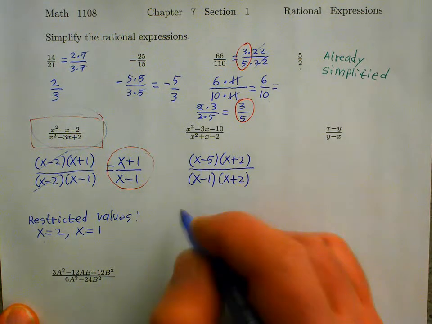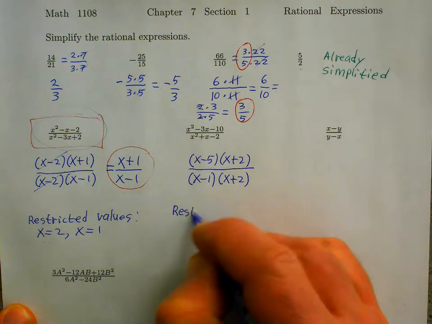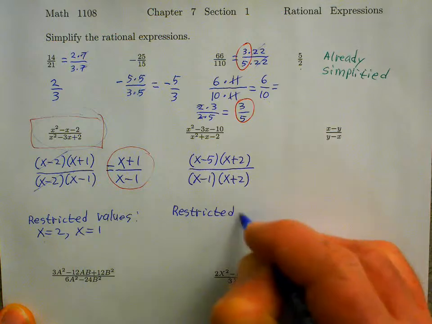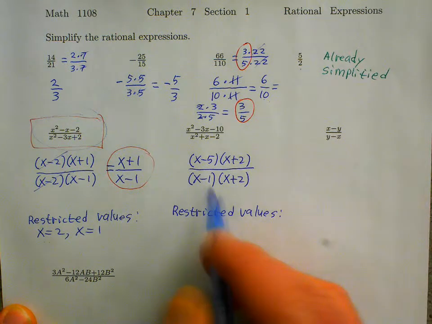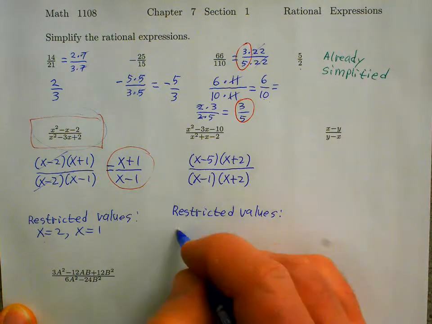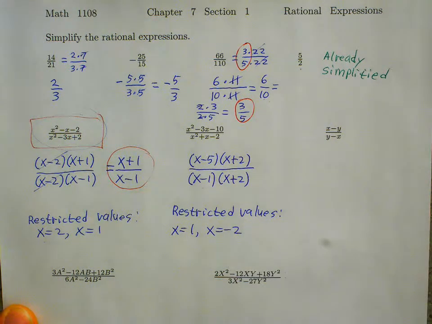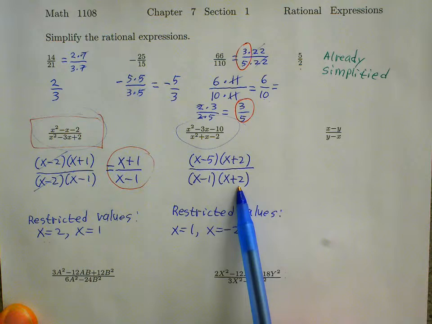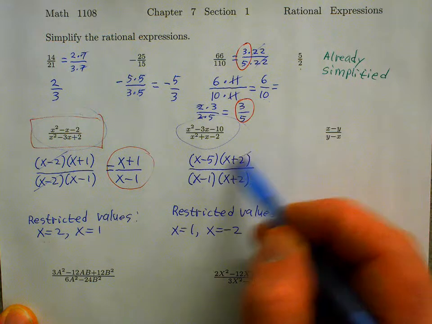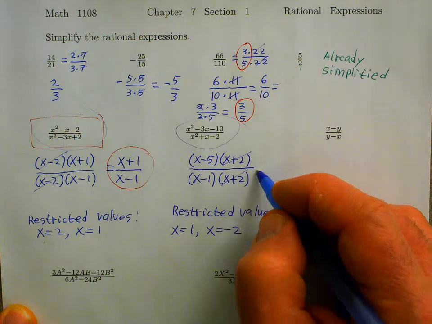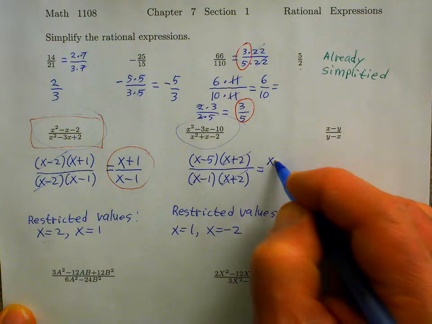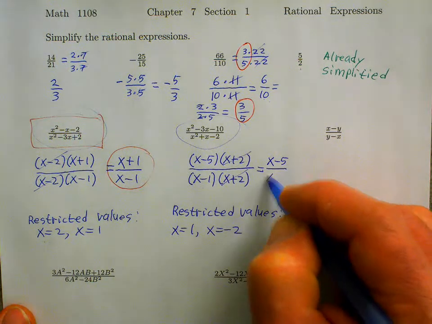So note what the restricted values are. One restricted value: x minus 1 is 0 when x is 1, and x plus 2 is 0 when x is negative 2. So 1 and negative 2 are restricted values. And then when we write this in lowest terms, or when we simplify it, we divide x plus 2 by itself to get 1. And so the simplified expression is x minus 5 divided by x minus 1.